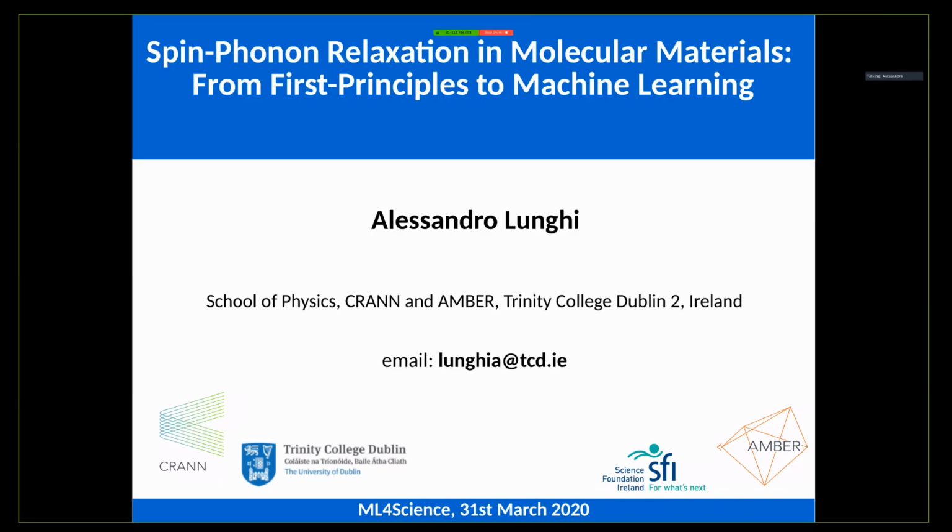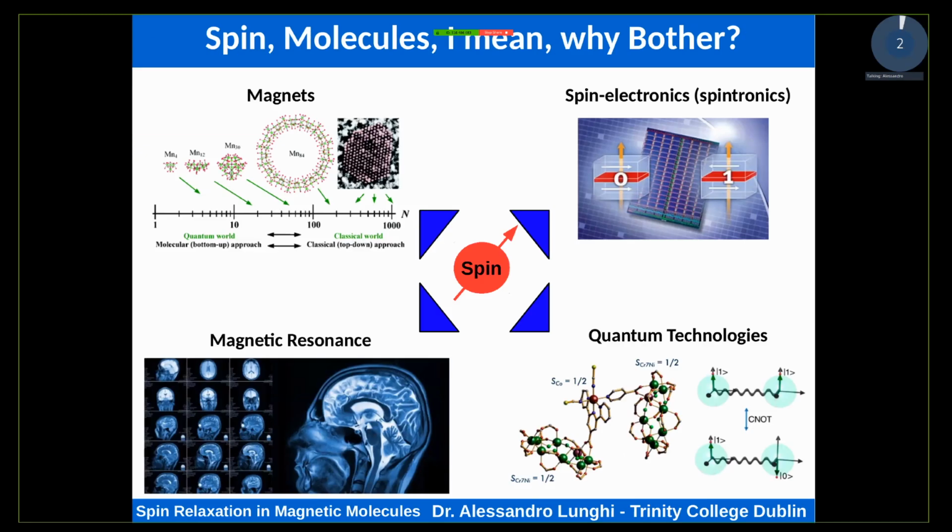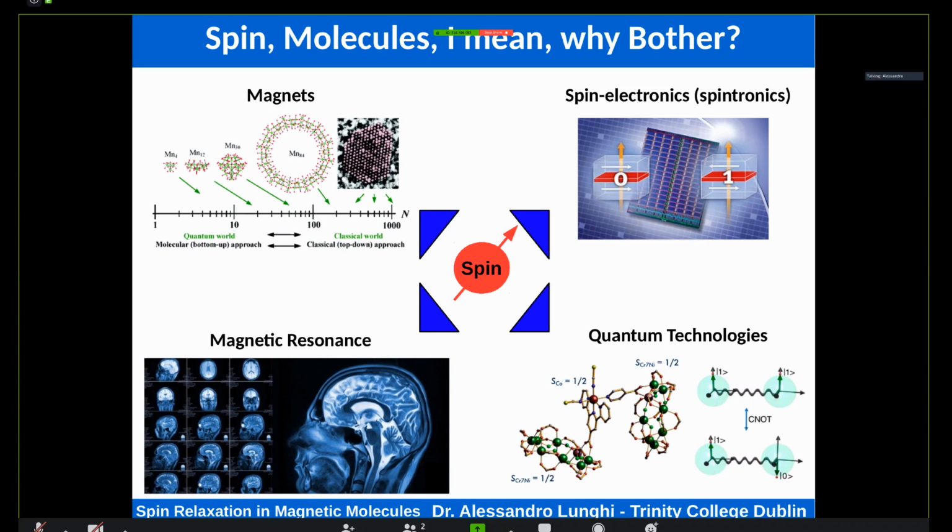Now, before I go into the details of the topic, I would like to try and answer the fundamental question: why should we bother studying spin? Spin is a fundamental property of particles. It's a quantum property, so essentially there is no correspondence in classical mechanics. It sounds like something exotic, but it's actually a very common feature of matter. And for instance, it is the building block of magnets.